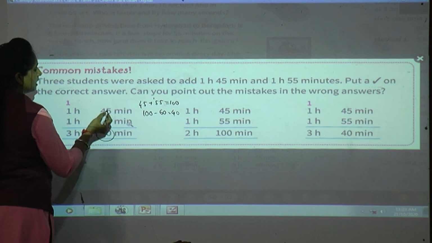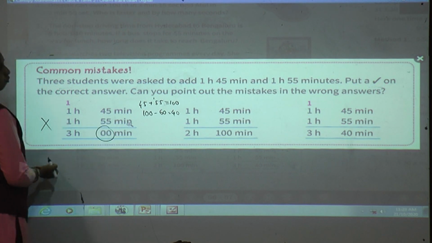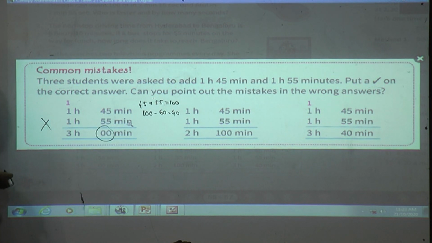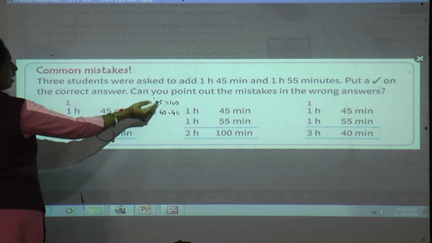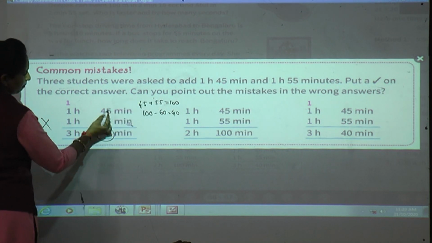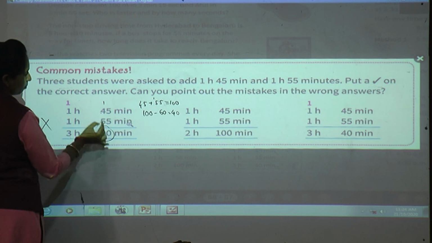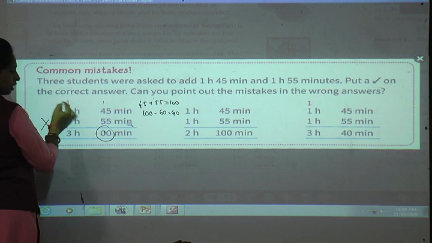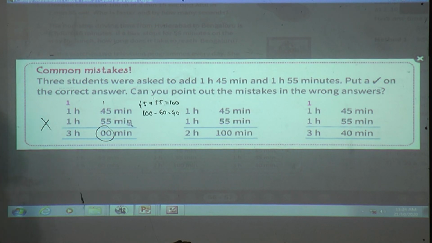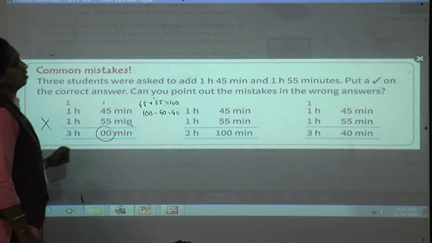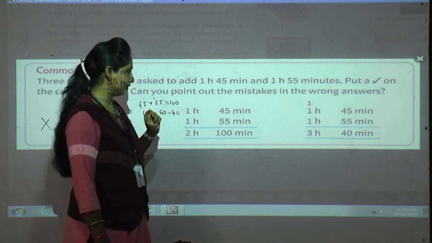So he has written the total wrong. What did he do? Simply, he did 0, 0, 5 plus 5 is 0, 5 plus carry 1, 5 plus 5 is 0, 0 plus 4 is 10, 0 here, and 1 he carried. So it is simple addition, the way we add ordinary numbers, in the same way he has done the addition. So the answer is wrong. Now let's see what the second student has done.